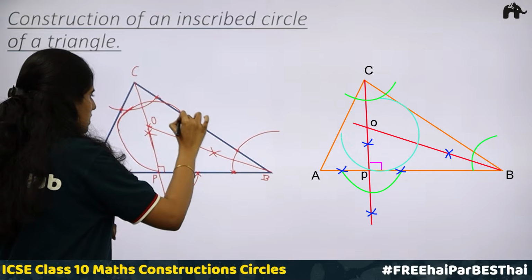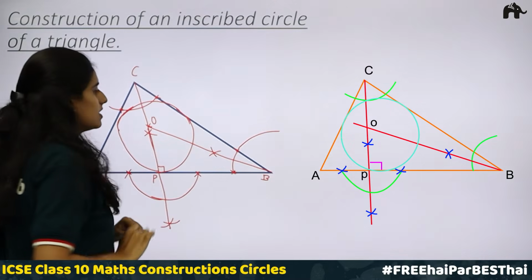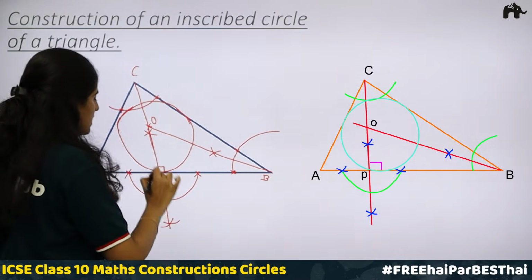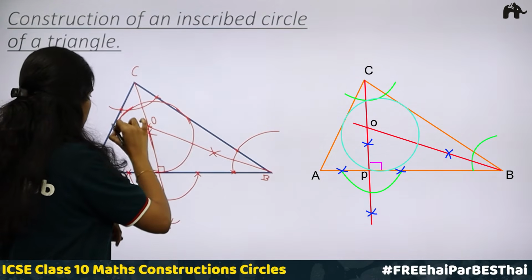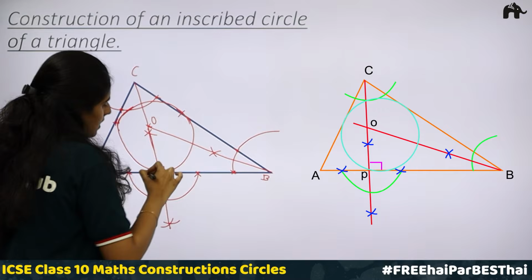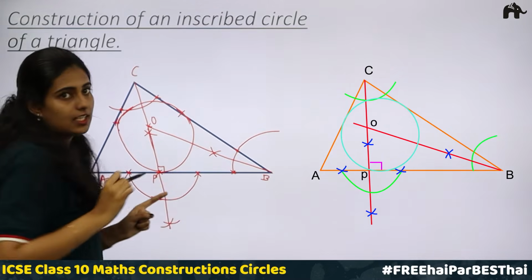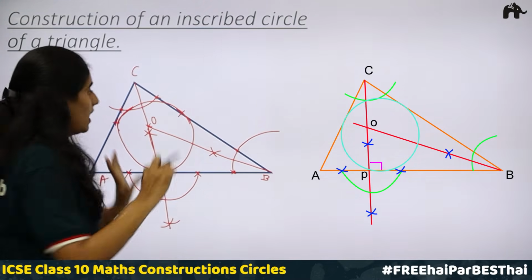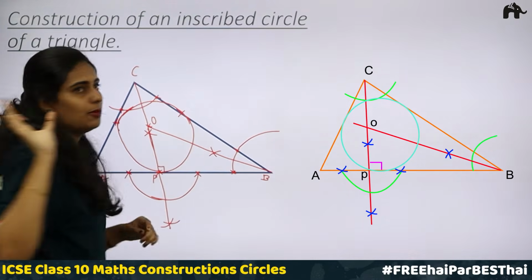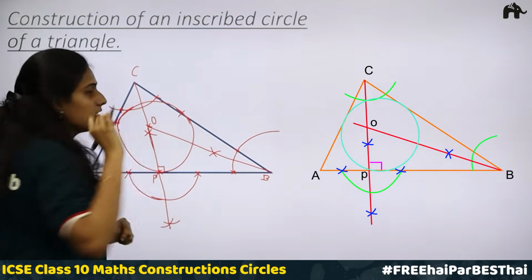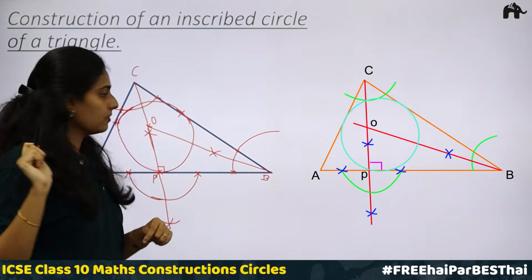So, this is the inscribed circle. Okay. We can see that the circle touches the triangle at 3 points and the circle lies inside the triangle. So, it is called an inscribed circle. And the center O is called the incenter.